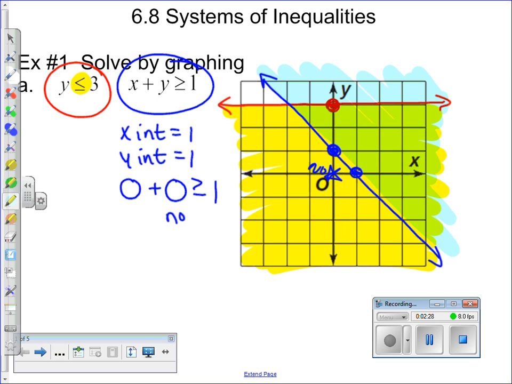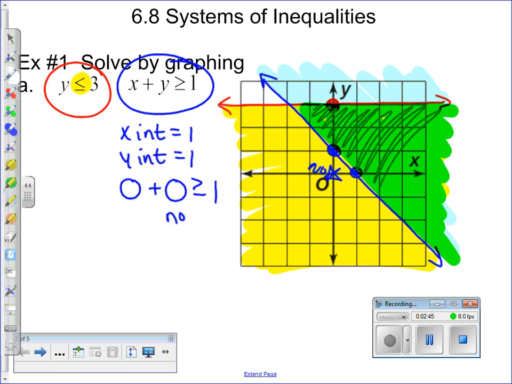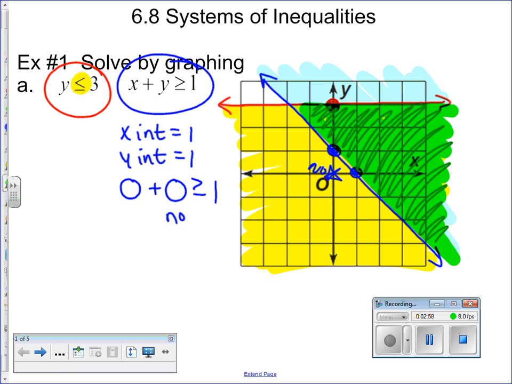Now, if you notice, we have some part that overlaps. That's going to be the solution, where my yellow shading and my blue shading overlap. That makes green. That's the solution to this problem. So make sure you make the solution part extra dark, because we don't want anybody to be confused about where the answer is. The answer is where the two shaded parts overlap. Okay? Now let's move on to example B.